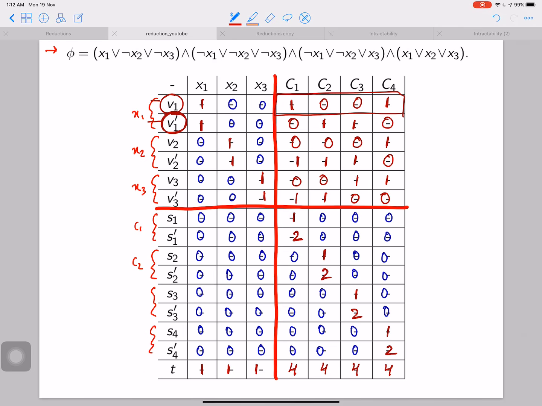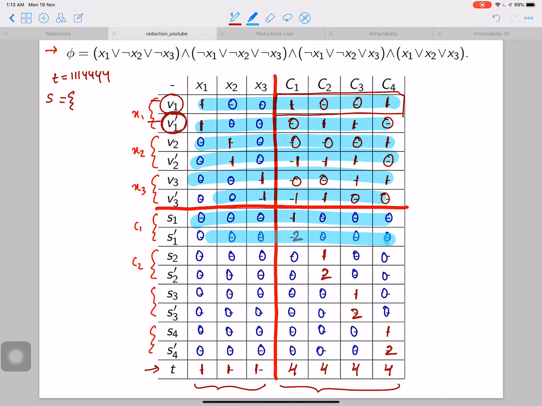And the last row we fill as just 1, 1, 1 at the literal place, and 4, 4, 4 at the clause place. Now I claim that my target value is 1, 1, 1, 4, 4, 4, 4, and my set of numbers are all these numbers. All the rows form a number for me. They're not Boolean numbers, they're in decimal.